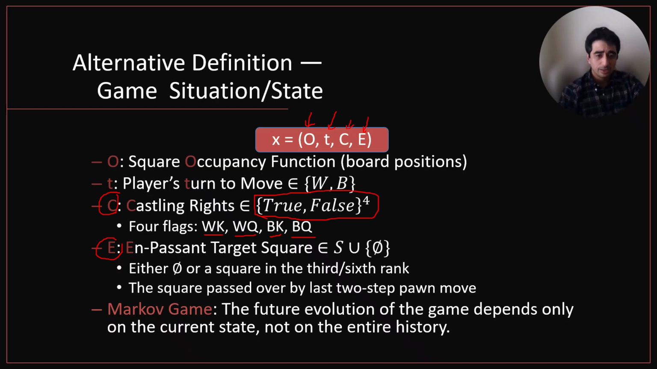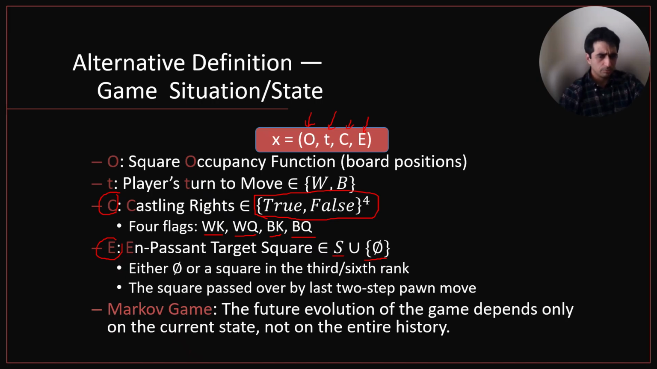In this case, we store T as turn, C as castling rights, and E as the en passant target square, which is either a certain square, where S is the set of all 64 squares, or it can be empty. That means there's no en passant possible.